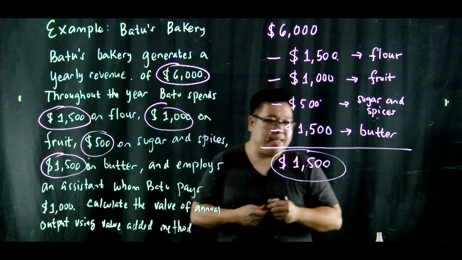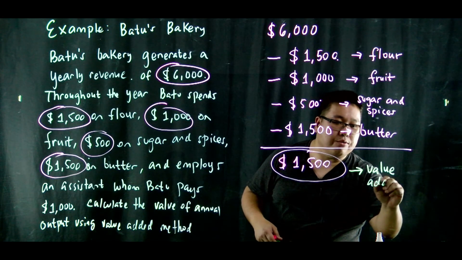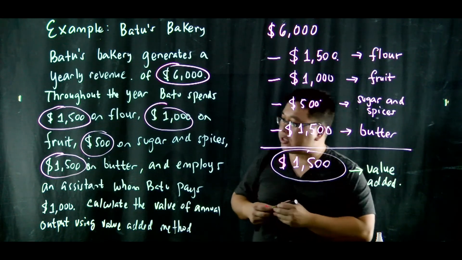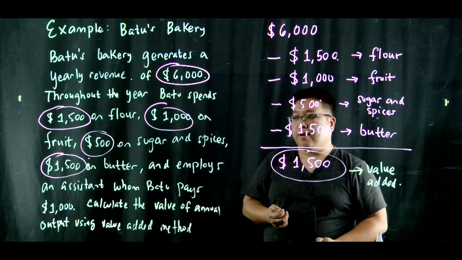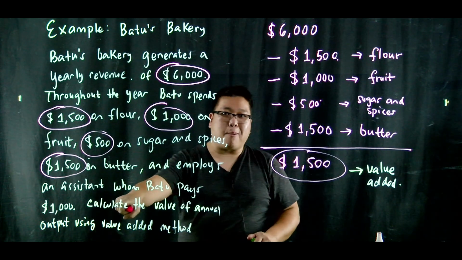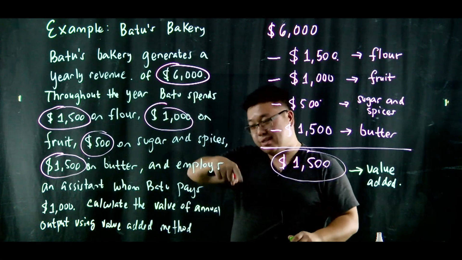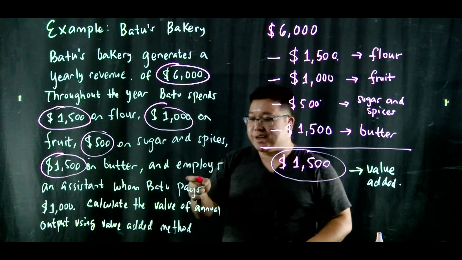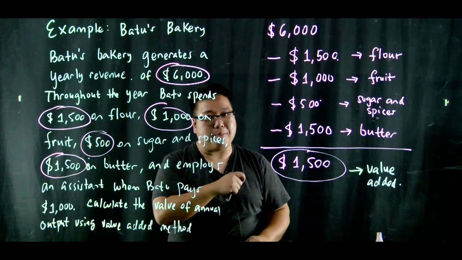Now the question is this: why didn't we include the cost of the assistant? The reason is the following. Of all these, this one is actually labor. This is not an intermediate good. In other words, the firm, which in this case is Batu's Bakery, purchased the hours of the worker, which is not considered an intermediate input.